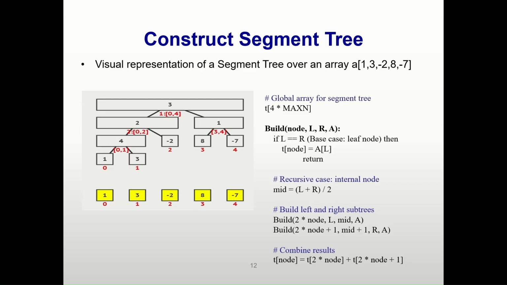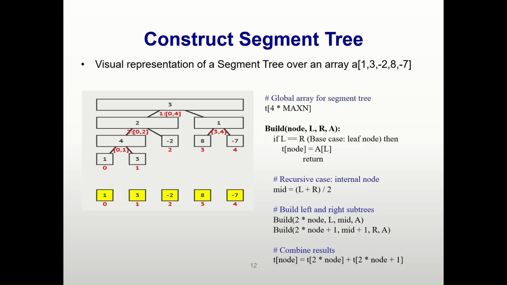Otherwise, we recursively build the left and right parts by computing mid equal to (left plus right) divided by 2. On the left side, we call from left to mid, and on the right side, we call mid plus 1 to right. Finally, we combine both results into tree of node equal to left part and right part by summing.